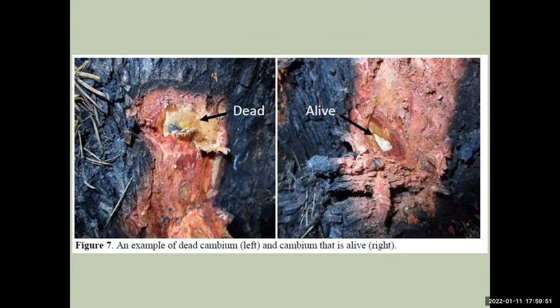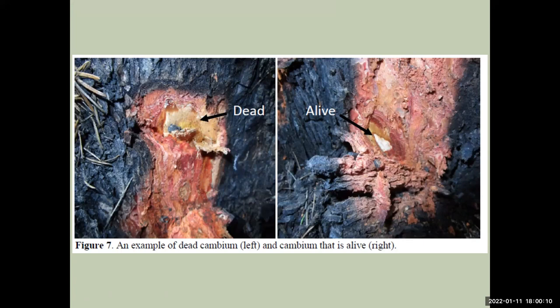And then on the right, when you have live cambium, when you get down in there, it'll be moist, light colored, soft and pliable. And when you pull it out, at the wood interface with the phloem, there'll be a lot of moisture and the wood will be light colored and wet.